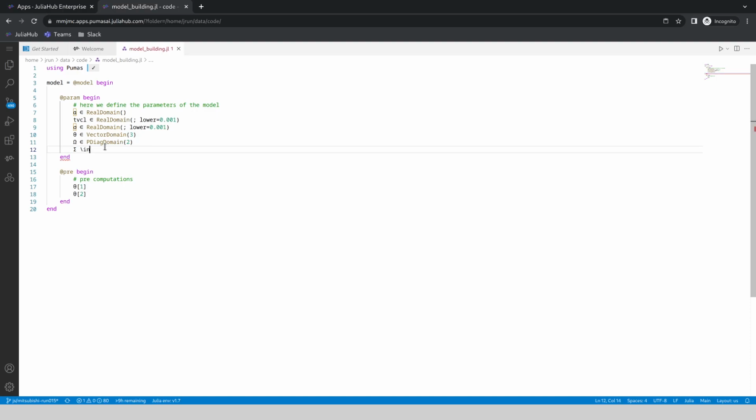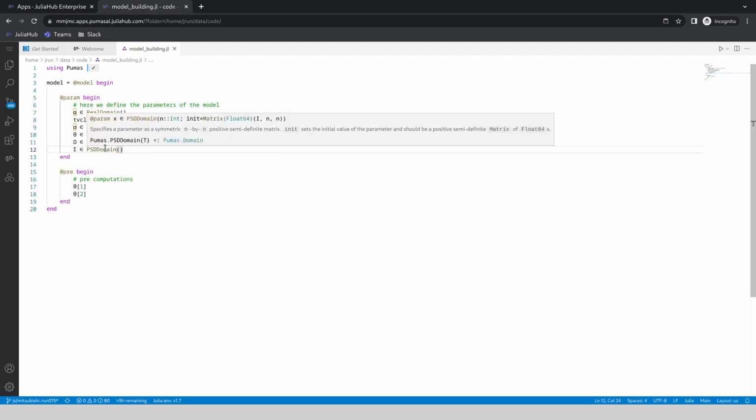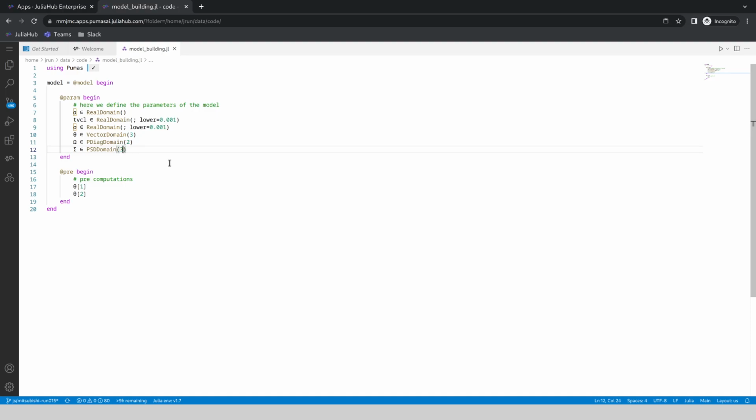We can also specify full matrices with the PSDDomain, and this will give us a full positive semi-definite matrix, which is pretty much the constraint that we need for a covariance matrix. And then as in the diagonal domain, we specify the dimension. So if we say 3, it is a 3x3 matrix. And we also have off-diagonal elements here because it's a full positive semi-definite matrix.